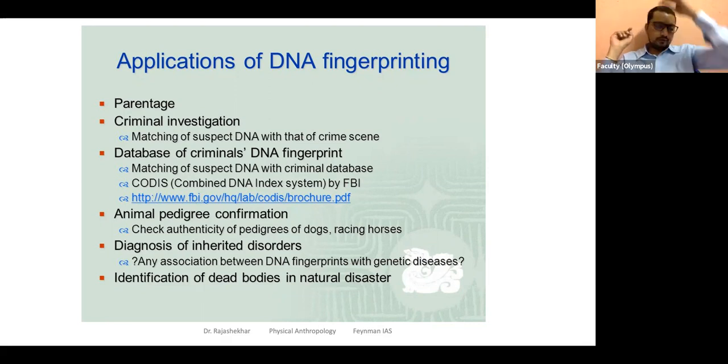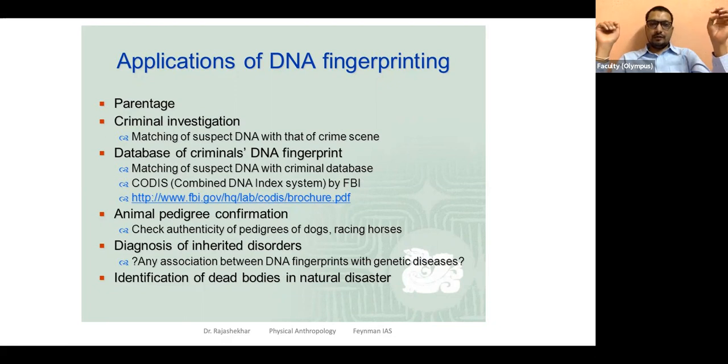Some small remainders have to be covered here. Anything else? It's not just applicable to or limited to humans. Pedigree studies of animals can also be done. Anything else in anthropology, in addition to what we talked about: criminal investigation, paternity identification, databases, the diagnostics of diseases, identifying dead bodies. Even children got exchanged in the hospitals.